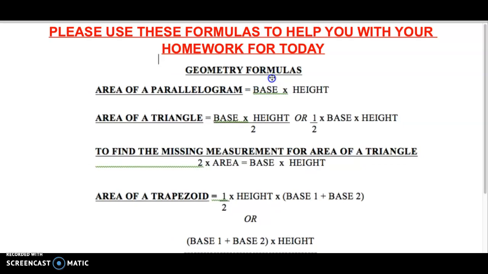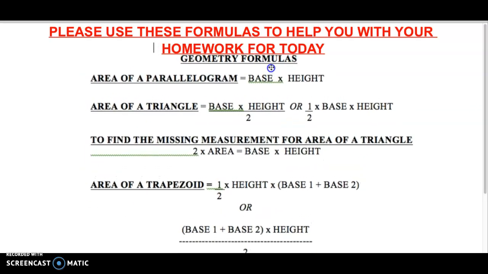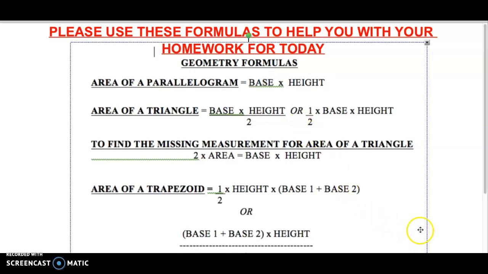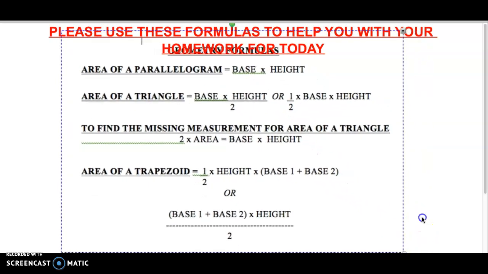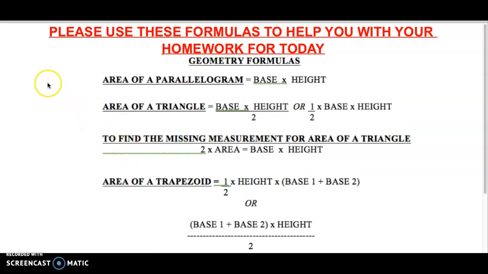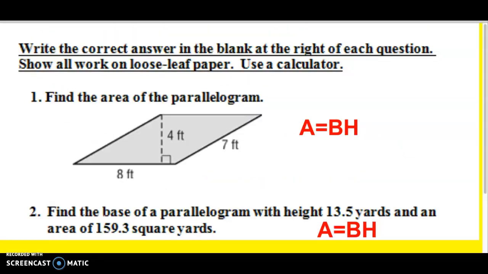I did put this on your desk before we left. I don't know if you remember seeing it. There was a chart on your desk, but you can basically use this for any homework problem, for any classwork problem, quiz, test, and so on. So please, this is your homework tonight. Again, let's just go through it one more time.